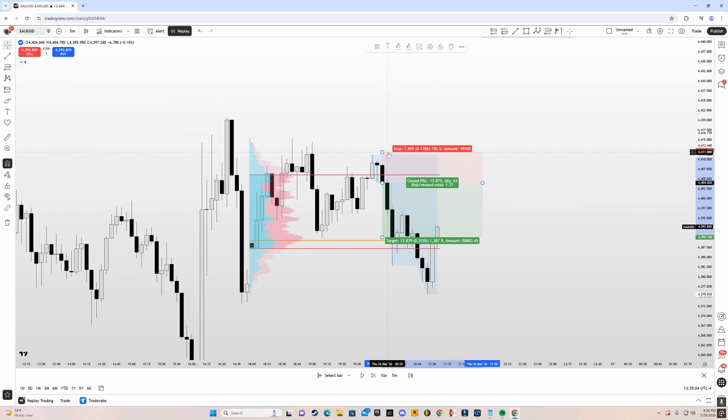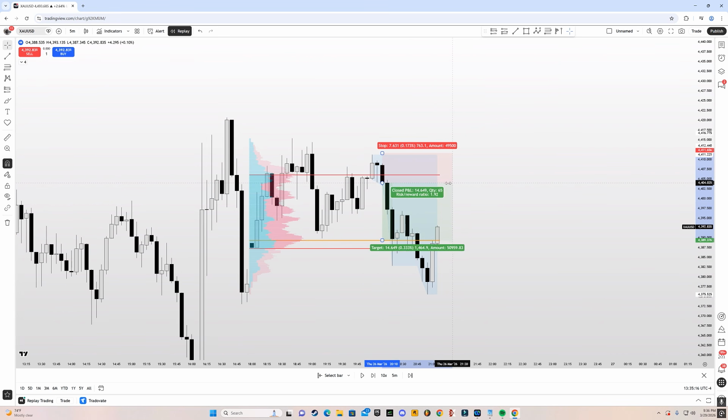Yes, you heard that right. You're going to put your stop right above this high, or if you want to be extra safe, you can put it above these highs. So the next thing is targeting. So first, you're going to target the point of control. Or you could target the value area low down there, and that would give you 2 risk reward ratio.